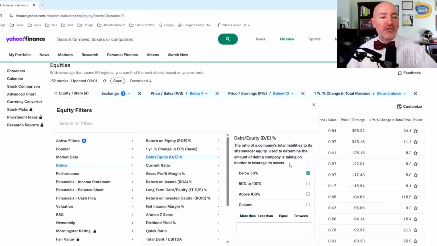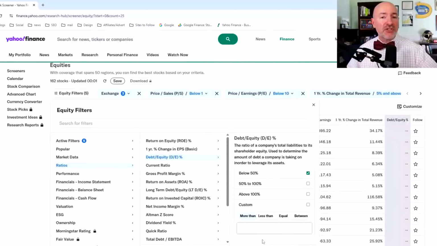They're not over-leveraged, because debt is the first thing that's going to kill a company when it gets too high. So we're going to do below 50% debt to equity.